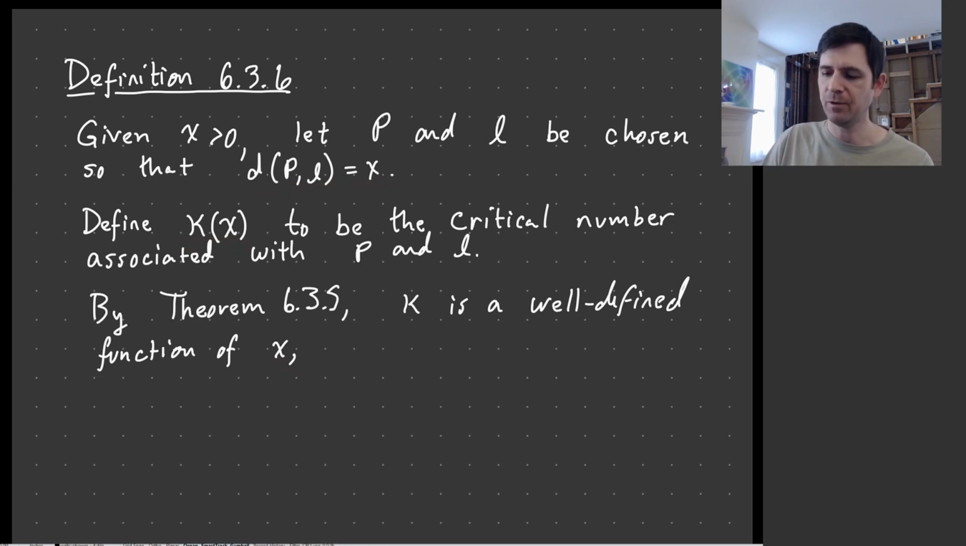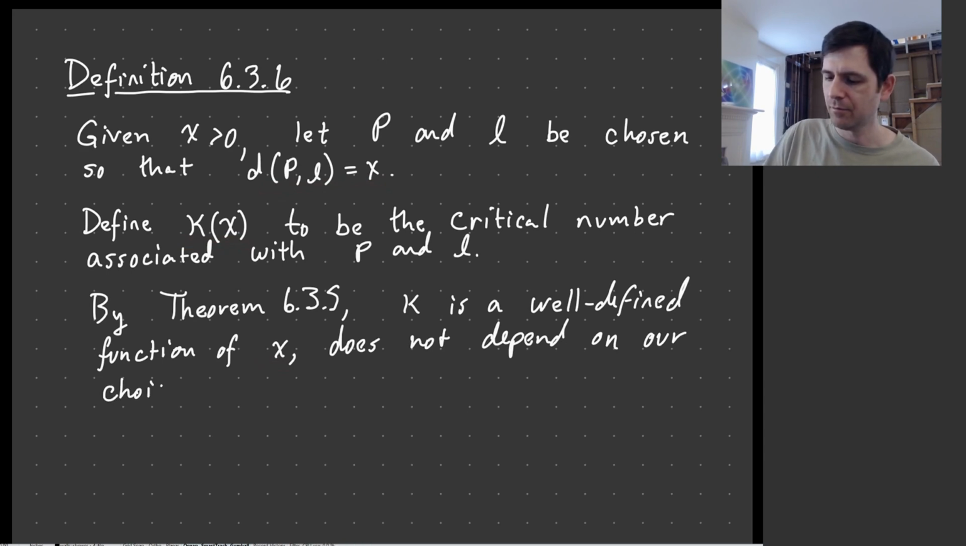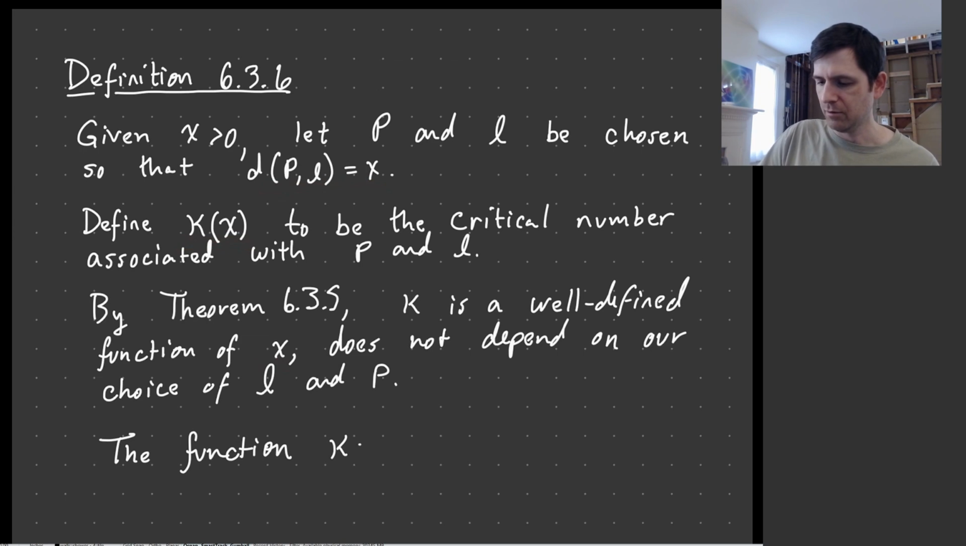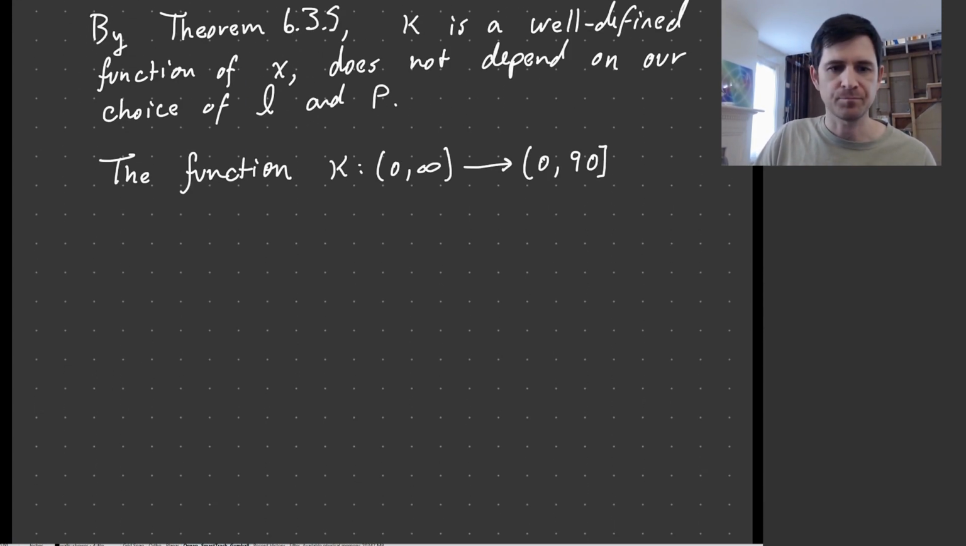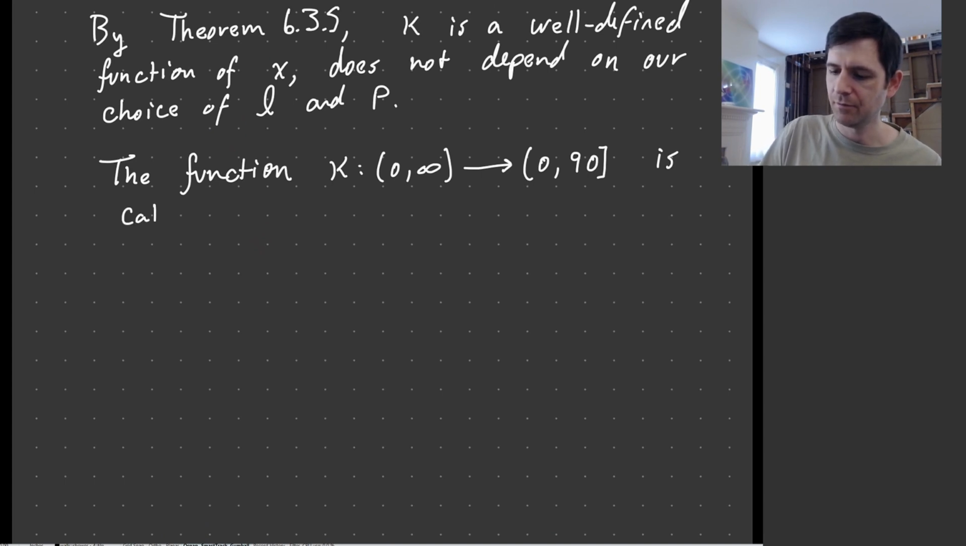Okay, so by theorem 6.3.5, kappa is a well-defined function of x, does not depend on our choice of L and P. The function which we're defining, kappa, which goes from 0 to infinity, because it's a distance, so it has to be bigger than 0, to 0, 90, is called the critical function.